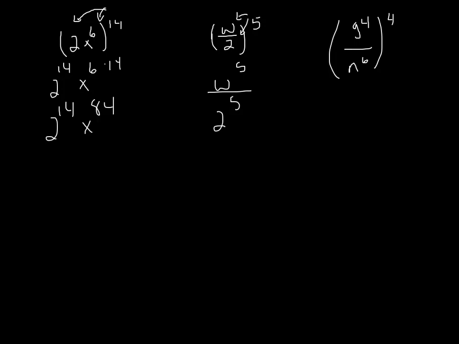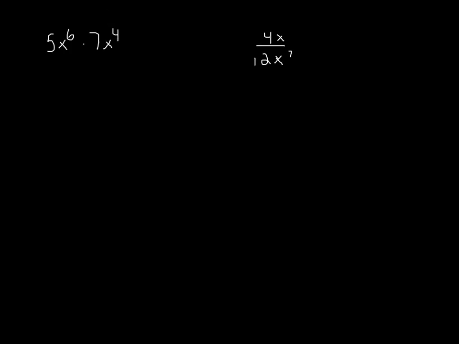g to the 4th power over n to the 6th power all to the 4th power. So again, distributing the 4. So we have g to the 4 times 4 over n to the 6 times 4. So we've got g to the 16 over n to the 24. Alright, we're doing pretty well.